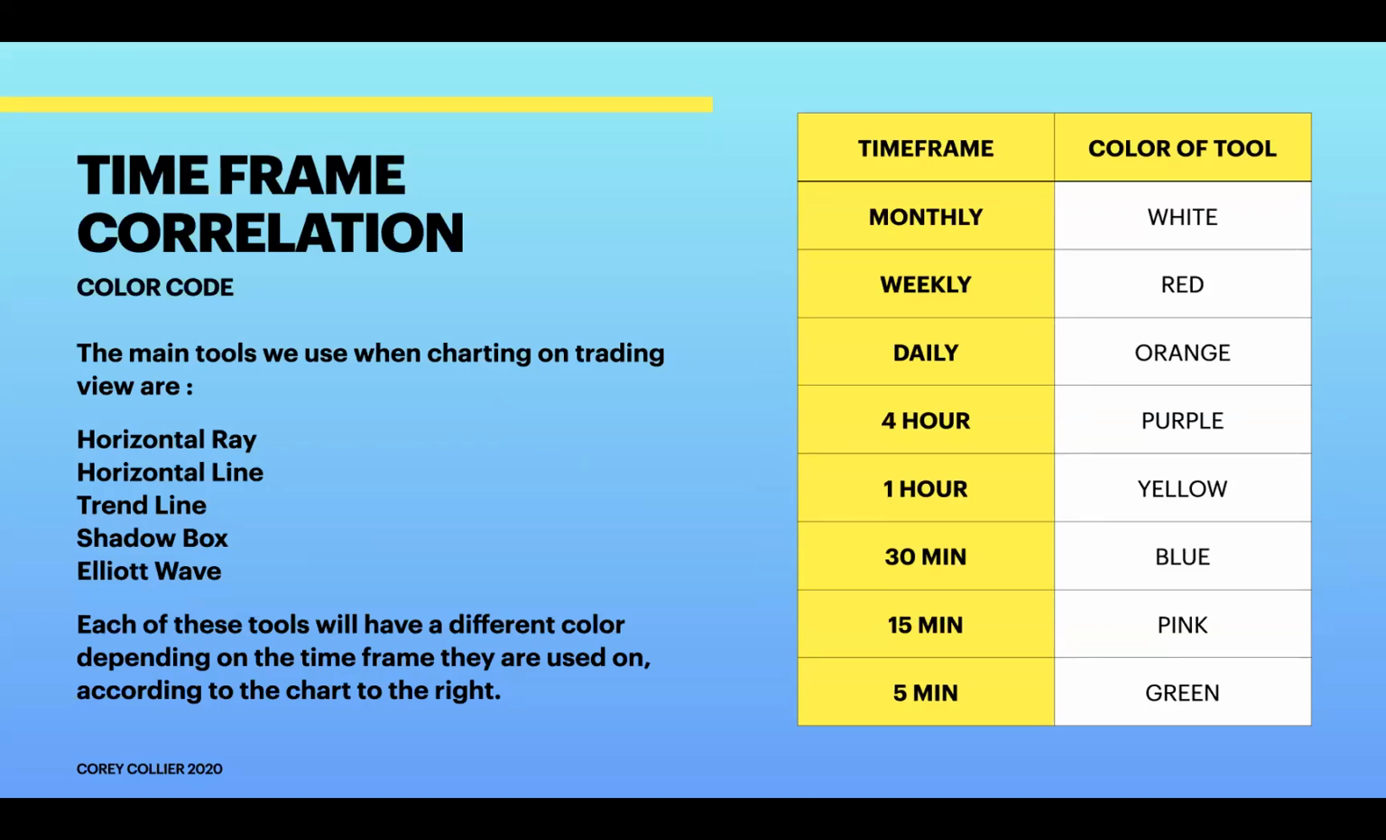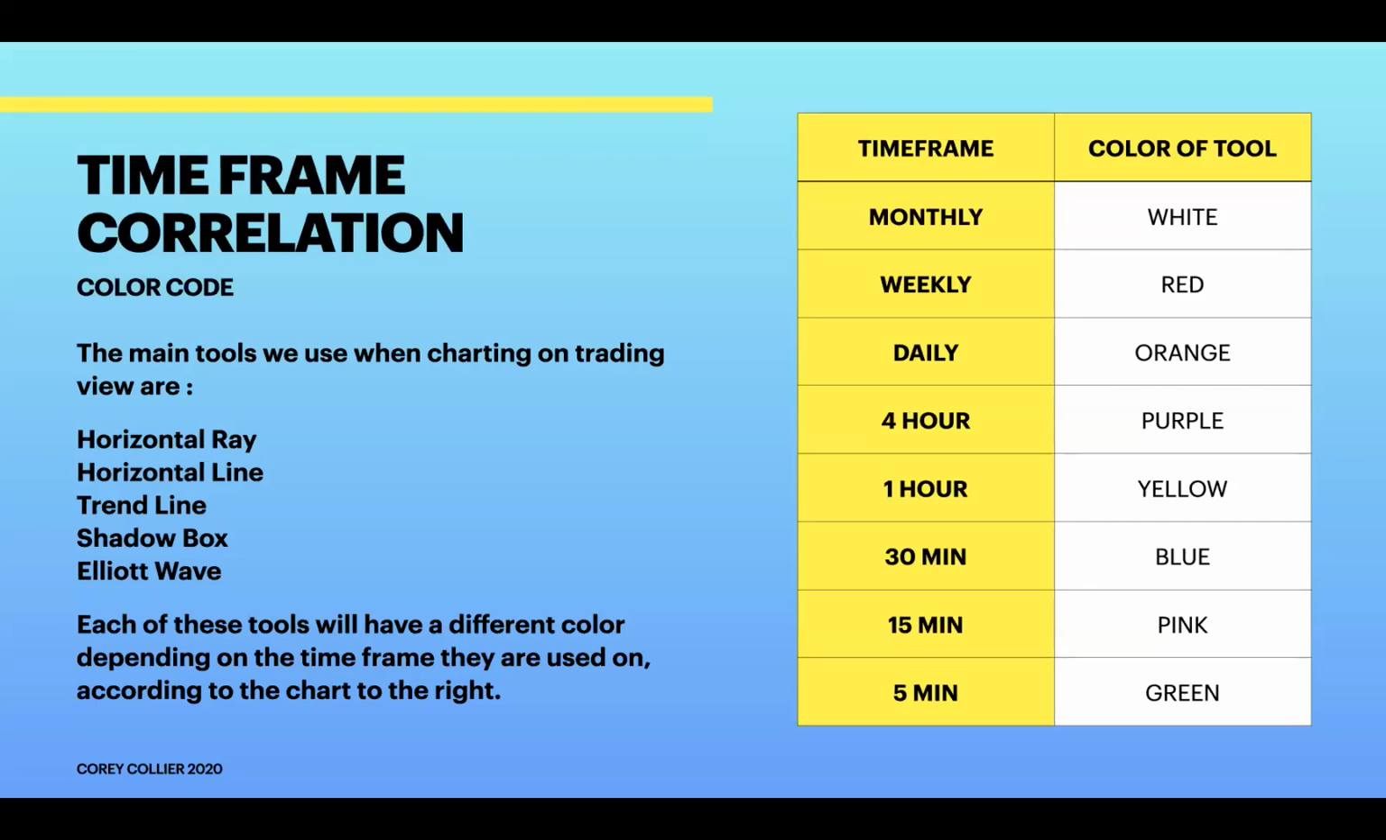And of course, according to the chart at the right. So if I'm marking up anything on the monthly, guys, I don't care whether it's a trend line, I don't care if it's a shadow box, it's always with the color of white. That way I understand what that is from a lower time frames perspective, right?